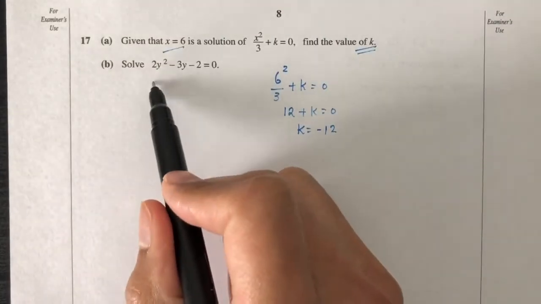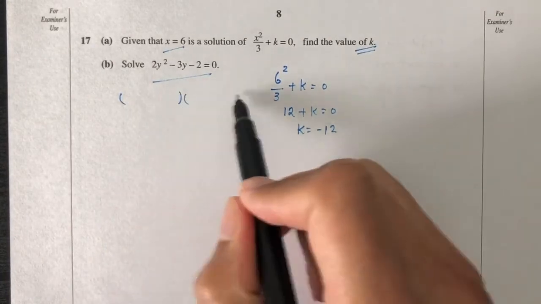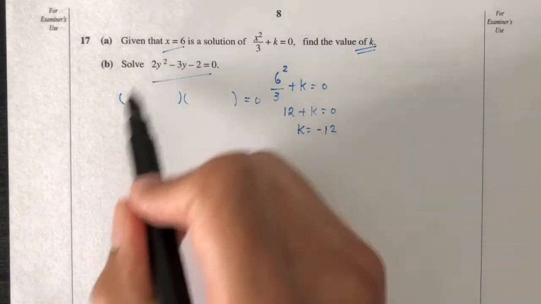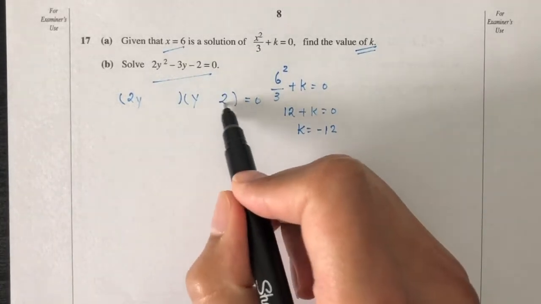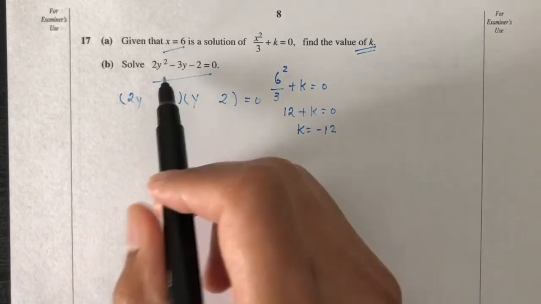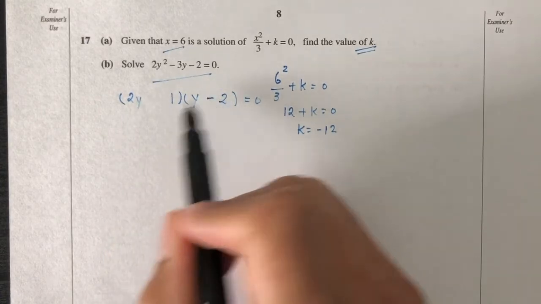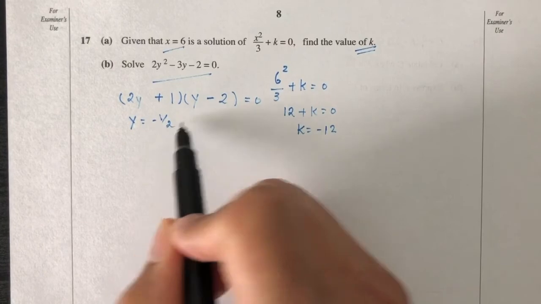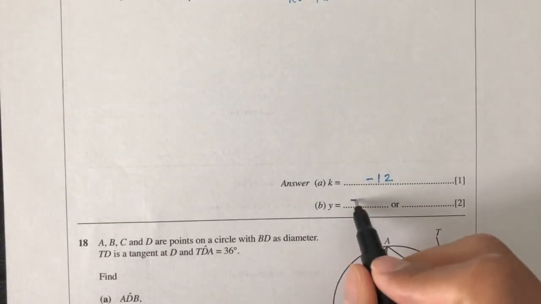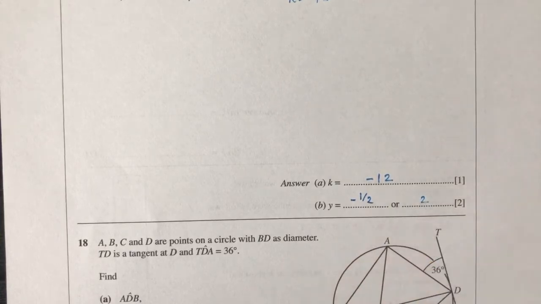Now for part B, solve this equation. So we have to factorize. So 2y squared is 2y times y. 2 is 2 times 1. For it to be minus 3, it has to be minus 4 plus 1. y becomes minus 1 over 2. y becomes 2. So this is your answer, minus 1 over 2 and 2.